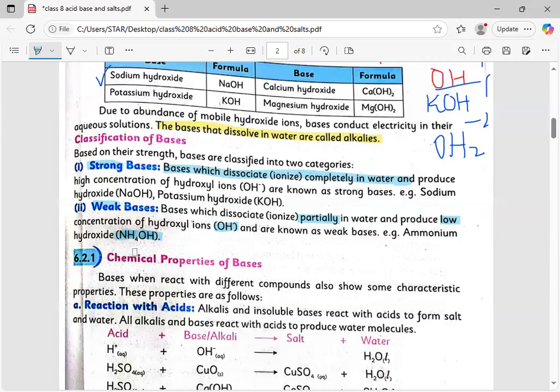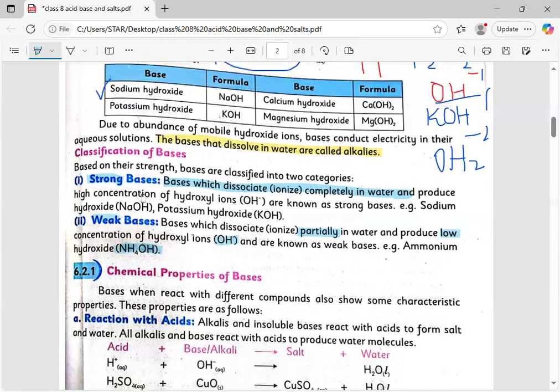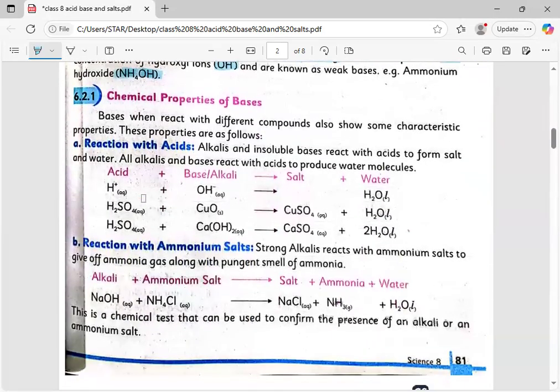Okay, students, I hope that these terminologies, classifications and terms have been clear to you. Now we are going to deal with some of the chemical properties of bases.